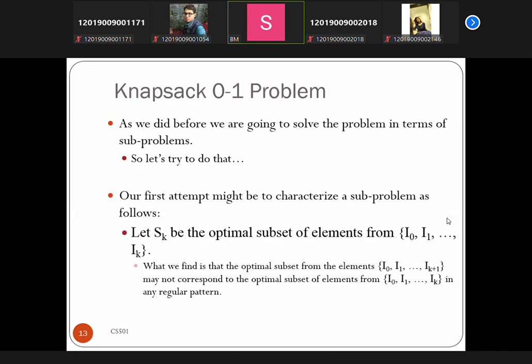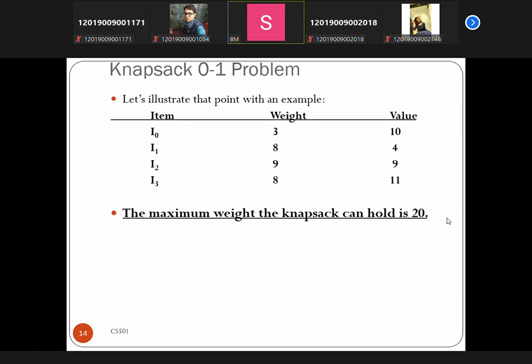So now we will take this as your problem statement. There are items I0, I1, I2, I3. Weights are 3, 8, 9, 8, and values are like this. I need to maximize the profit. And here I cannot take 1/3 of I0 or 1/3 of I1. No, that is not possible.